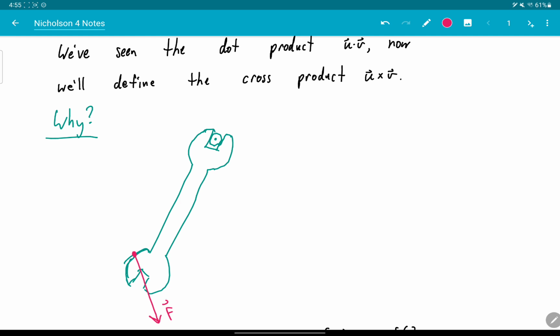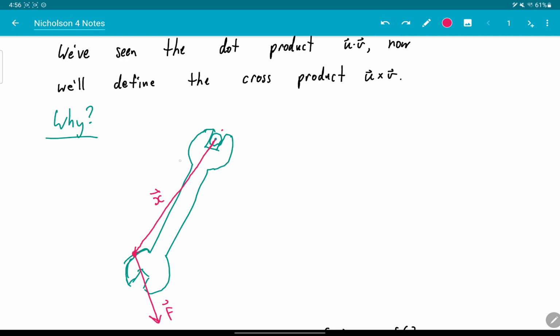F. And then you have this vector that goes like that. We'll call that X. Now, it's useful in, say, mechanical engineering to understand how much rotational force you are applying. Like how much, well, the word we use is torque. How much torque are you applying to the bolt here?